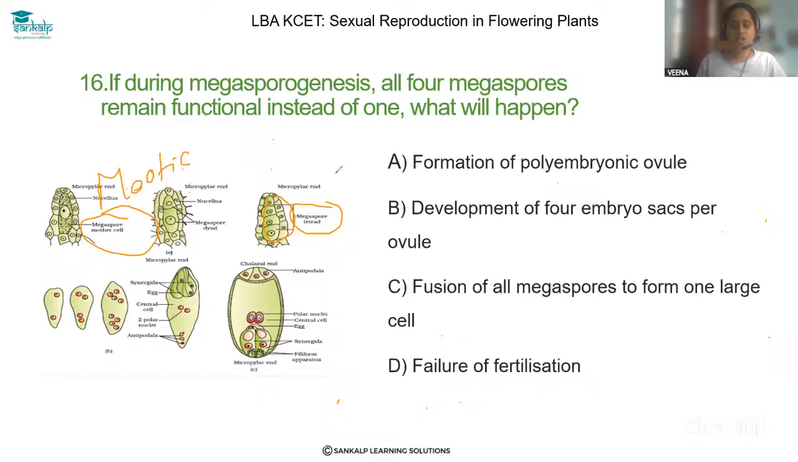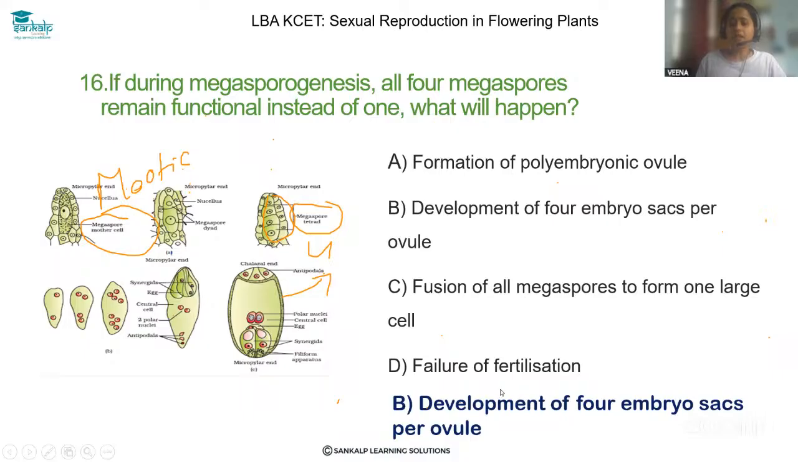But here the question is, all four megaspores remain functional. If only one is functional, one embryo sac will be available. If all four are functional, then four embryo sacs will develop. So the correct final answer is option B, development of four embryo sacs per ovule.